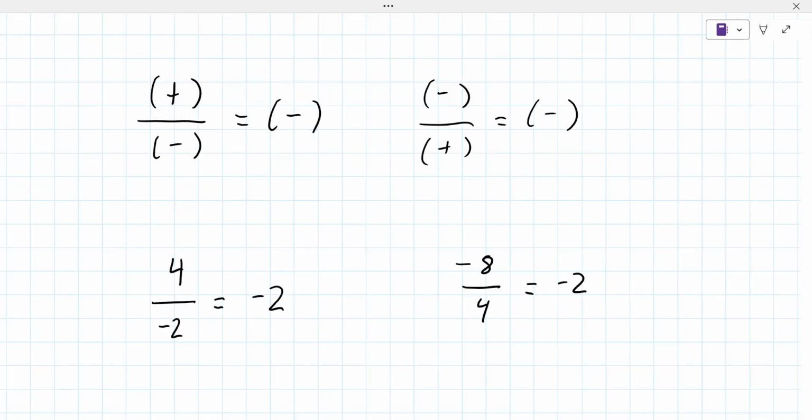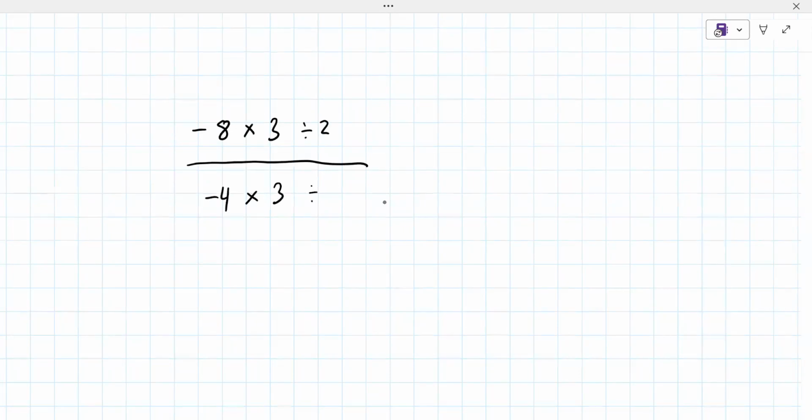Okay, so let's take a look at some new problems here. Let's go -8 times 3 divided by 2 divided by -4 times 3 divided by 2. So I want you to try working this out for me, please. Work out the top, then work out the bottom, and then divide.